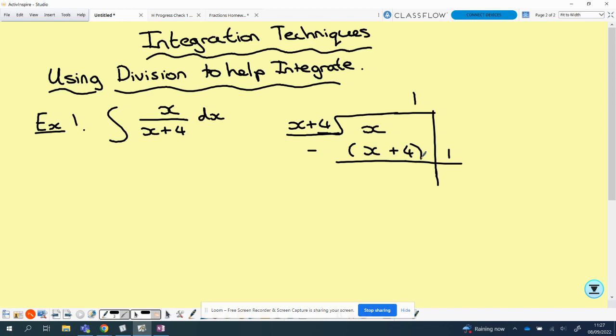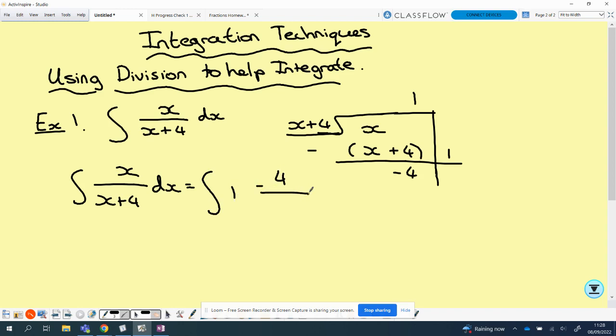Now, x take away x, that leaves us with 0, that means I've cancelled the x's, that's good, I've reduced the powers. And then I've got nothing, take away 4, I end up having negative 4 as a remainder. So what the integral of x over x plus 4 becomes, with respect to x, well, x plus 4 fits into x one whole time. So I've got 1, then minus 4 over x plus 4 with respect to x, because minus 4 is my remainder. Okay, so that's what I've got.